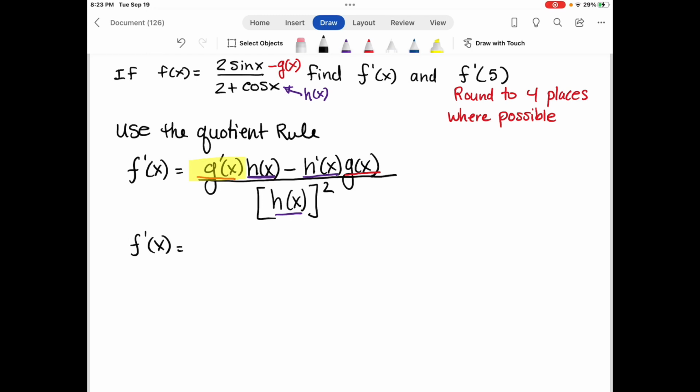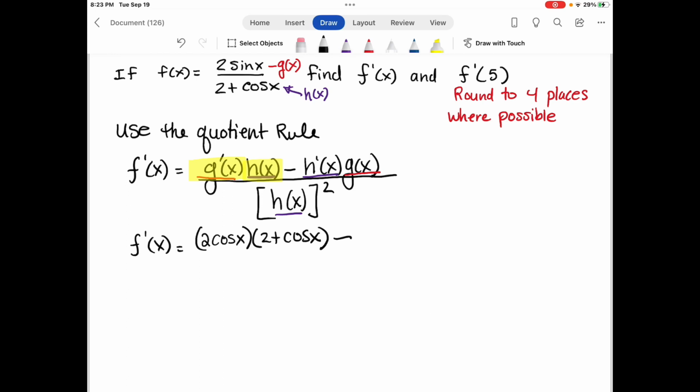So the derivative of g, that's the top function, 2 sine x. The derivative of 2 sine x is going to be 2 cosine x. There's my g prime of x. Now, next I'm going to do times h of x. So when I multiply this times h of x, that gives me 2 plus cosine x.